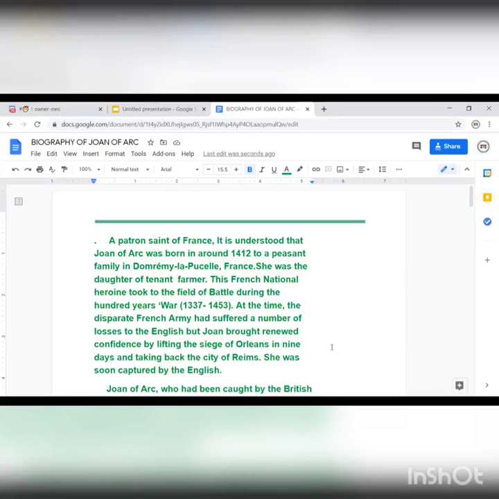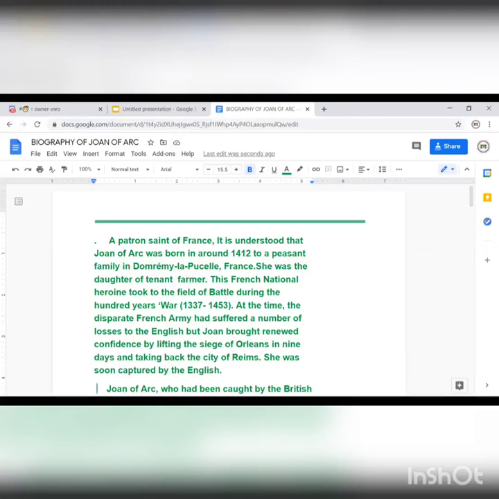Hello everyone. Today we are going to discuss the biography of Joan of Arc. A patron saint of France, it is understood that Joan of Arc was born in around 1412 to a peasant family in Domremy la Pucelle, France. She was the daughter of a tenant farmer.